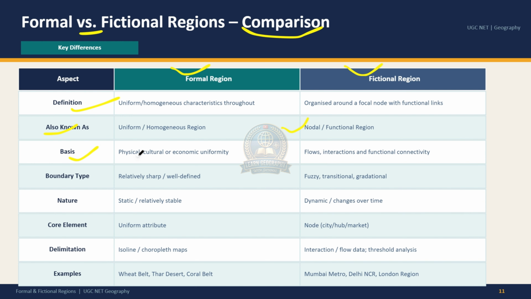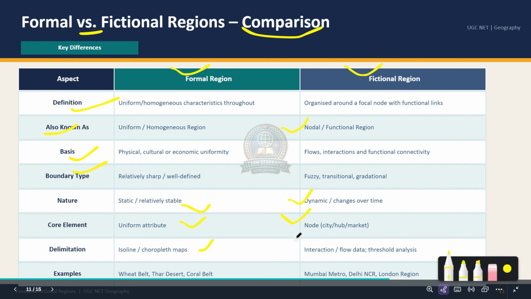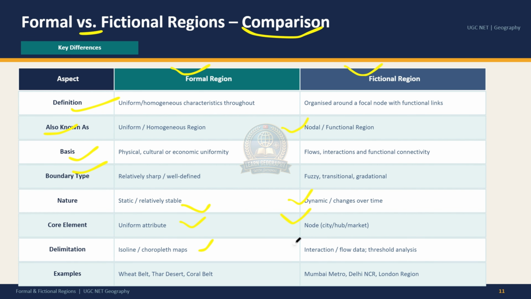Basis of formal region: physical, cultural, economic uniformity. Functional region: flows, interaction and functional connectivity. Boundary type: formal region, relatively sharp and well defined; functional region, fuzzy, transitional and gradational. Nature: static and relatively stable; dynamic and changing over time. Core element: uniform attribute; node, city, hub or market. Delimitation: isoline and choropleth maps; interaction: flow data and threshold analysis. Examples: wheat belt, hard jet and coal belt in India, and Mumbai Metro, Delhi NCR and London region.